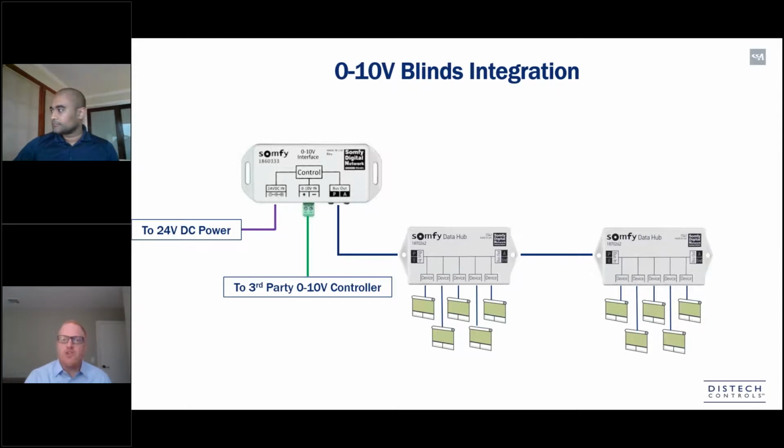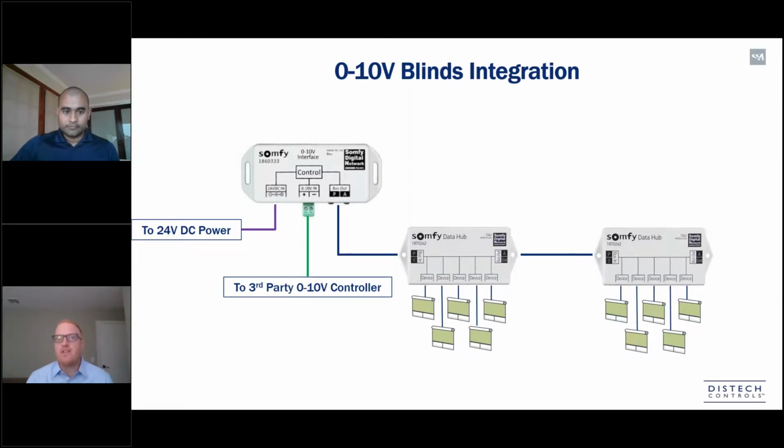And last, we have our 0 to 10 volt integration. This allows us to tie into a basic 0 to 10 volt controller, and it can control multiple subgroups of shades. So these groups will be more locally controlled. So maybe we're going to have one 0 to 10 volt in a conference room, and that integration will allow us to control that group of shades exclusively.